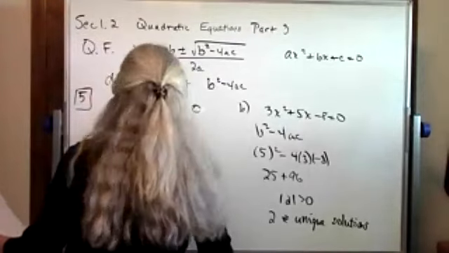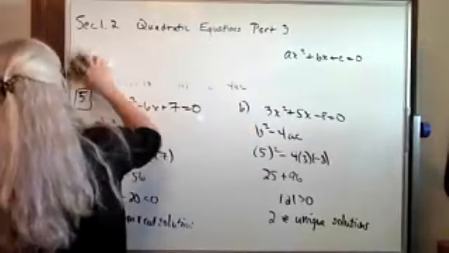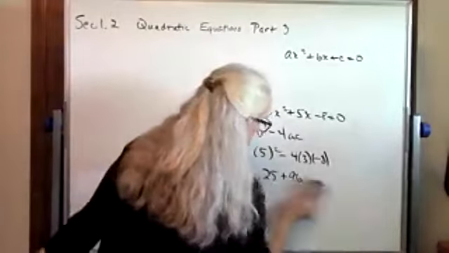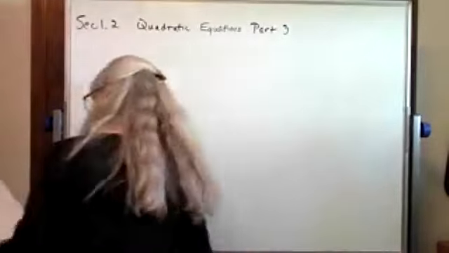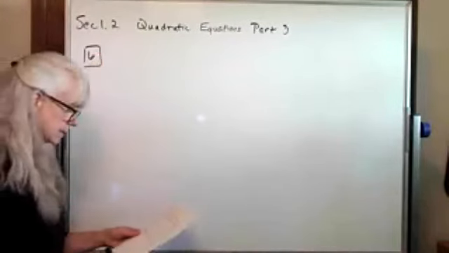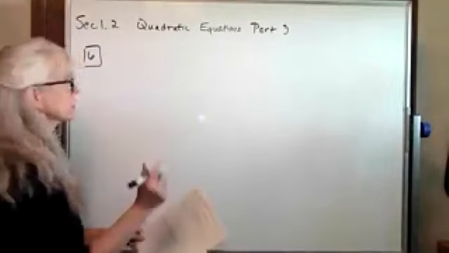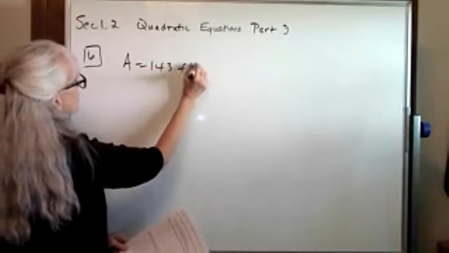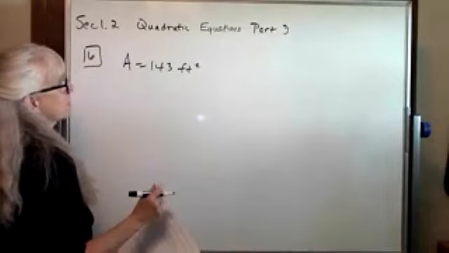And then finally, at the end of this section, are a couple of application problems. Just to remind you that yes, life is a word problem. So this is example 6, our final one for this section. It says the area of the opening of a rectangular window is to be 143 square feet. So we know the area is 143 square feet. The length is 2 feet more than the width.